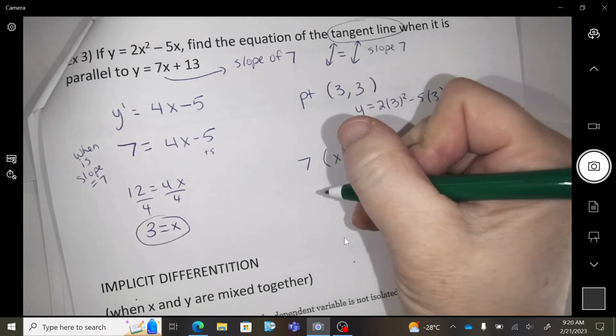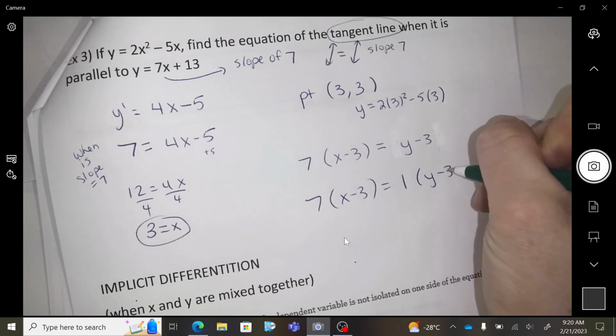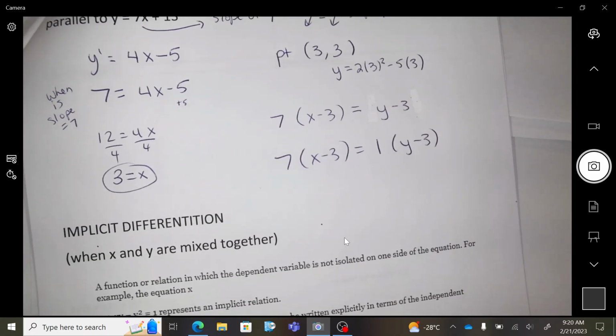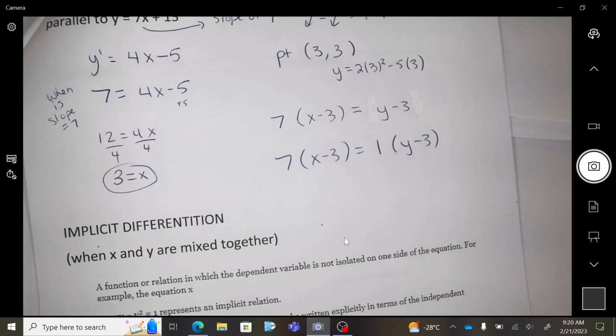Okay? It's not wrong if you write 7/1 is the slope. That's fine too, but you don't need to write that. Okay? Either way is fine with me.